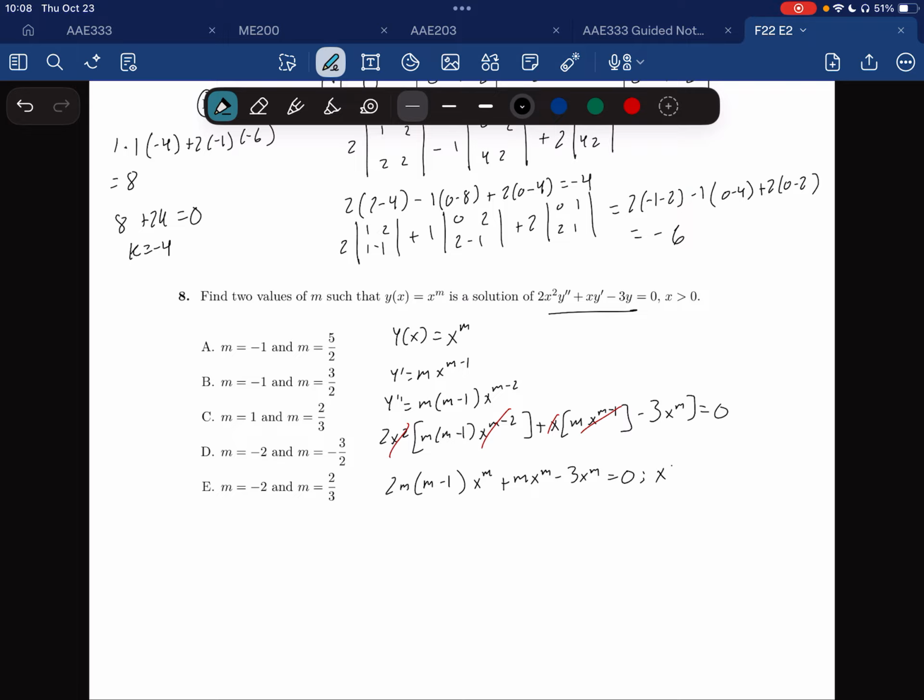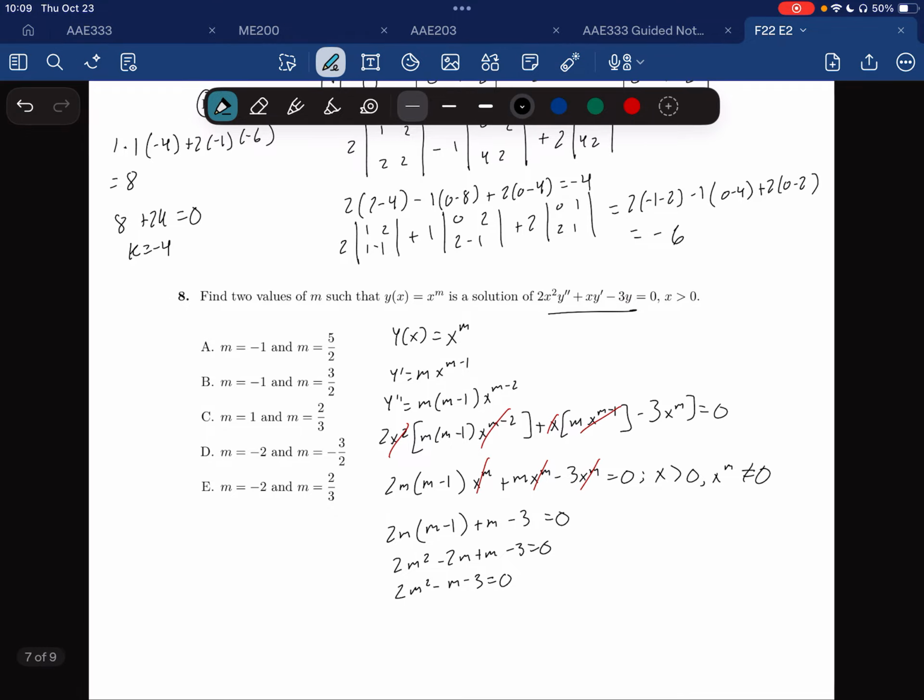We know x is greater than 0, so x to the m cannot be equal to 0, not greater than 0. So we can just divide by x to the m on both sides, and we're left with 2m times m minus 1 plus m minus 3 equals 0. When we expand this out, we get 2m squared minus 2m plus m minus 3 equals 0. So 2m squared minus m minus 3 is equal to 0.